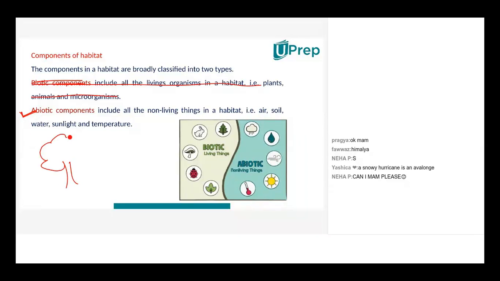So basically, a tree can be a habitat for so many birds, insects, snakes, monkeys, right? They all stay at night on the tree branches, even under the tree. There are so many ants and so many kinds of insects. So it's kind of a huge habitat for multiple living organisms.